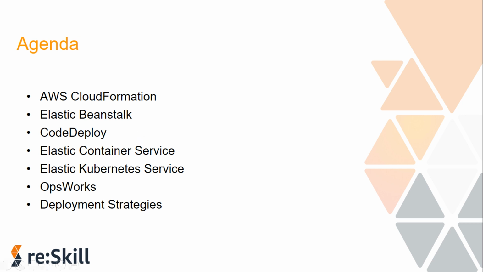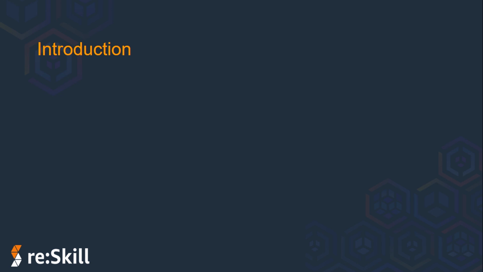These are the deployment options available, and next time when you are deploying something to AWS, this will come to your mind: this deployment option is used for that, that one is used for some other purpose. So the purpose is to just give you a brief overview of all the deployment options like CloudFormation, Elastic Beanstalk, CodeDeploy, ECS, EKS, OpsWorks, and also a few deployment strategies that are available there. So let's begin with the introduction.